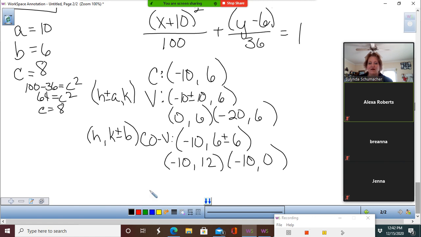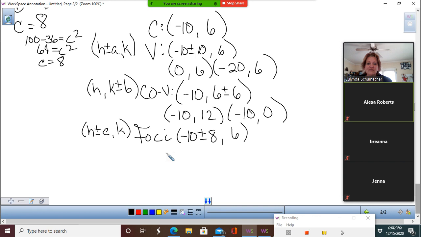Your foci is next. For your foci, again, if you look at our table, that's H plus and minus C and K. We have our h is negative 10, plus and minus our c value, and k is 6. So for our foci, negative 10 plus 8 is negative 2, 6. We have negative 10 minus 8, which is negative 18, 6.